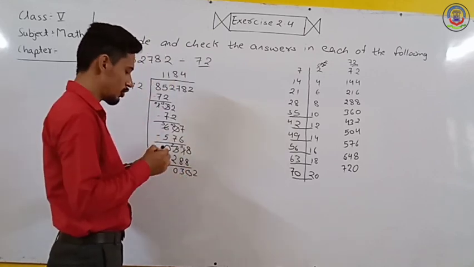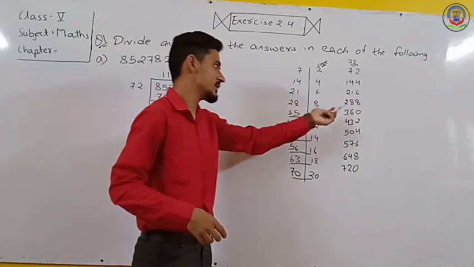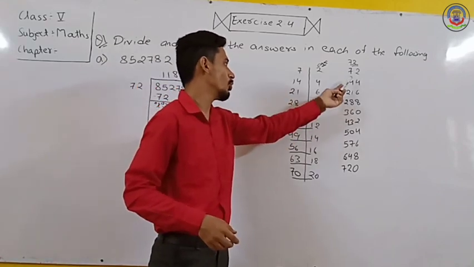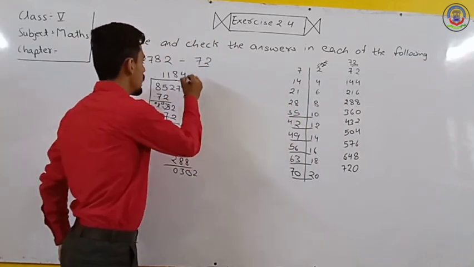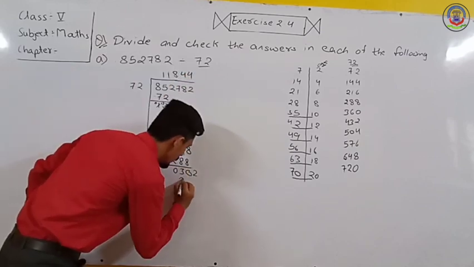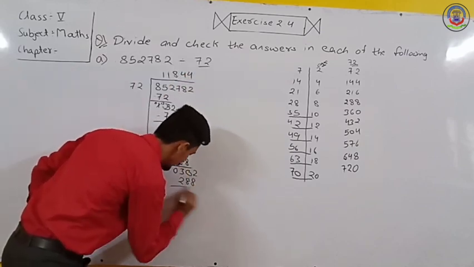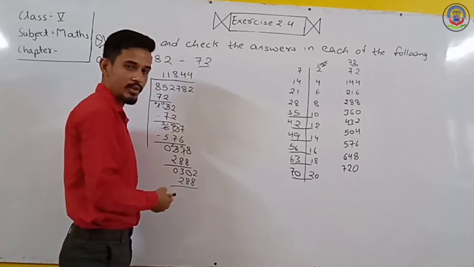Next 302. So we check again. It is again 288. 1, 2, 3 and 4 times. So we write 4 times 288. So now we subtract this.